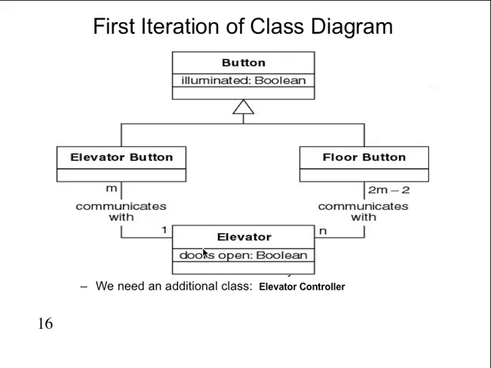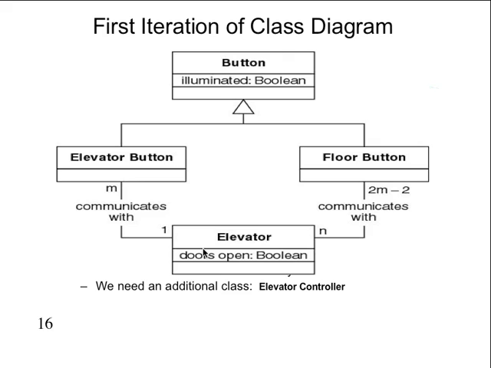And then the first iteration of the class diagram might look something like this. And here's the problem with the whole thing. We have information that's not necessarily represented. We don't have any controllers. We don't have any information about what's controlling all of this? We're going to need more.